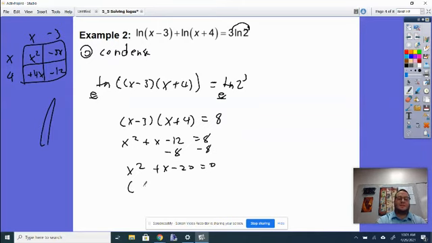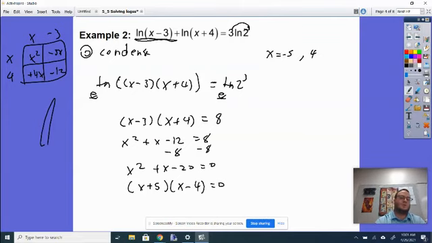Factoring this out, again, you should remember how to factor. If you don't, please go take a minute and rewatch the video on factoring. x plus 5 times x minus 4 equals 0. So then x needs to equal negative 5 or 4.